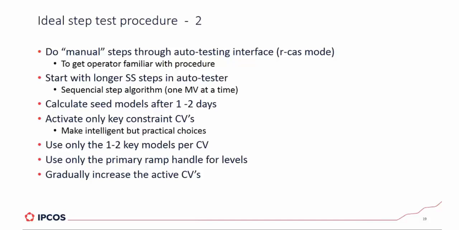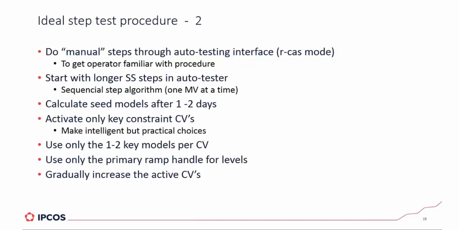Only the key models of each active constraint will be included. The less important models or the smaller models should not be included. That would typically mean only the 1 or 2 key models for each and every CV. And for the levels, as I said, I would typically use only the primary ramp handle model and let it correct for the rest on feedback.